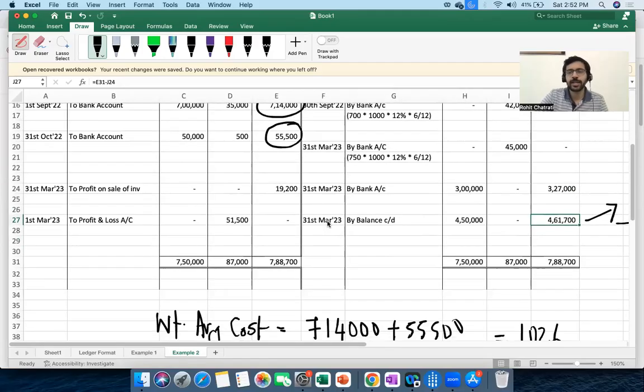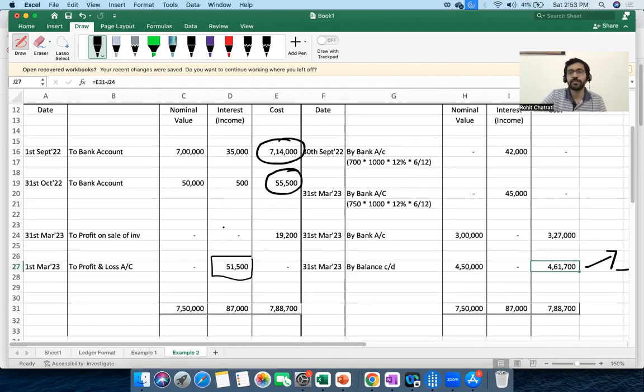Now, next thing is this 51,500. I actually mentioned that this 51,500 represents the true interest that you have actually earned. Now, let us actually see a justification for this 51,500.